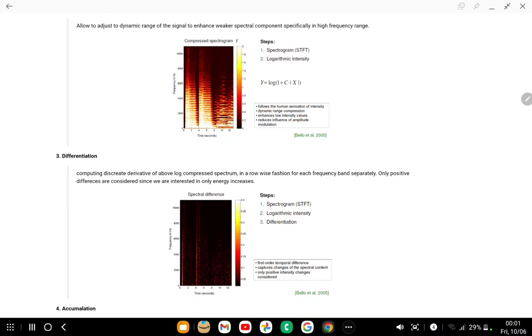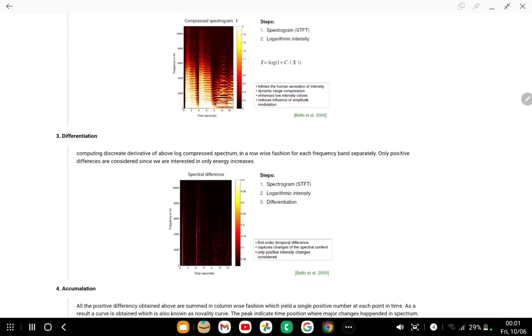The third step is we are going to apply differentiation row wise. By that I mean we are going to pick one frequency and apply differentiation along each row. So for example, we are going to work with frequency 2000, then 2001, 2002, and 2003 separately. When we apply differentiation, we are interested in finding the increase in energy.